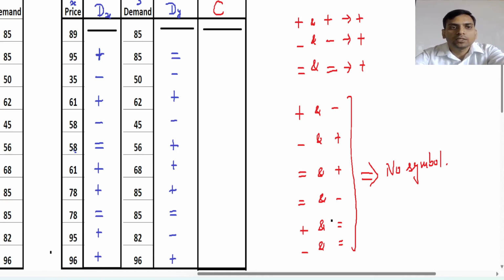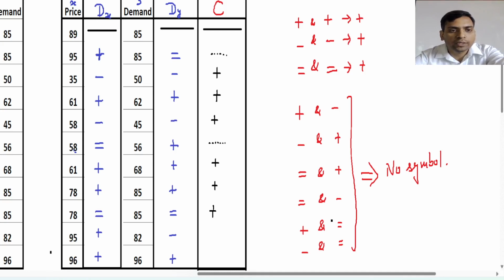Now the second is plus and equal, both are different signs. That's why no need to write any symbol. This is the same, minus and minus, so this is plus. This plus plus is plus, again both are minus, so this is considered as plus. This is equal, this is plus, both are opposites, so no need to write.